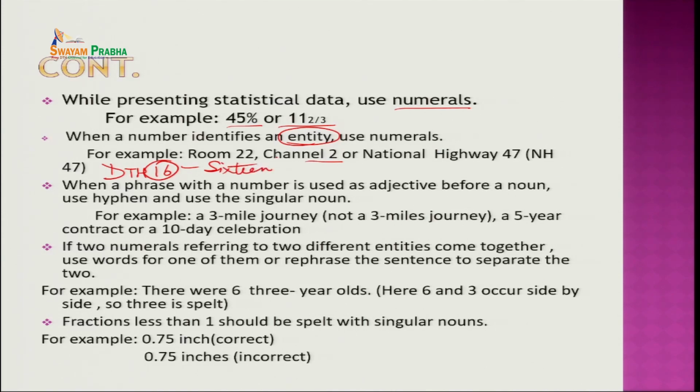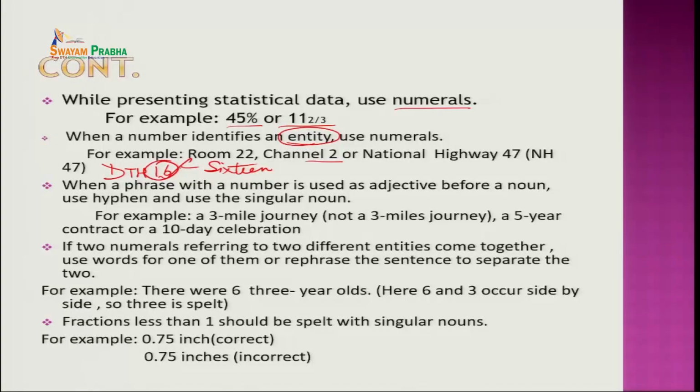So, you should keep that in mind that when a number identifies an entity, meaning it is giving you an idea of a single proper noun, that will be written in the same manner, 16. When a phrase with a number is used as an adjective before a noun, use a hyphen and use a singular noun. For example, a 3-mile journey. Now, looking at this 3-mile journey, I am not using miles over here.